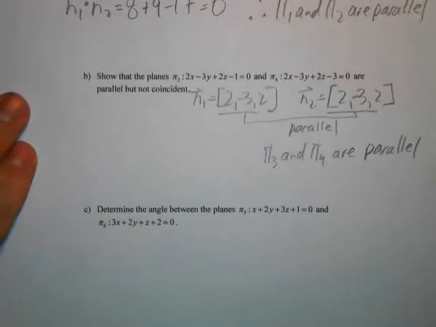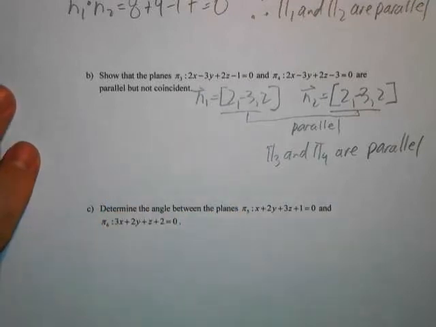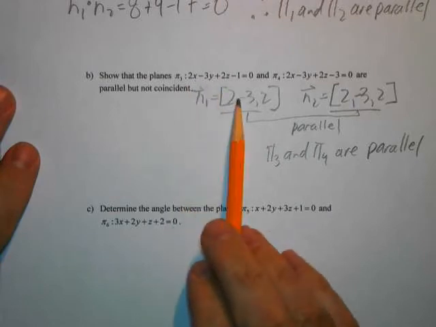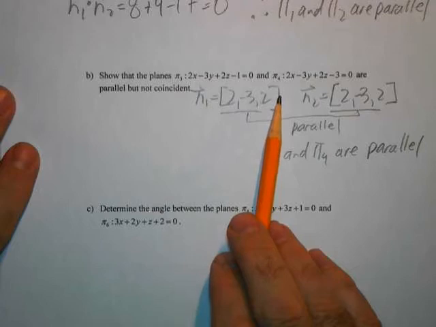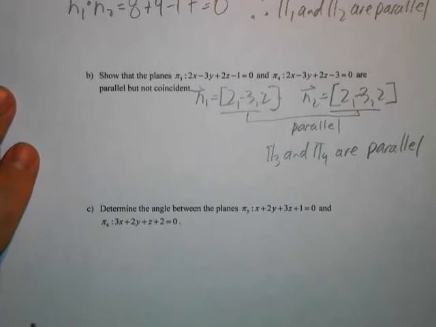Okay, now we still have to show that they're not coincident. And we do that, well, this one's pretty nicely laid out for us because you can see the A, B, C values are the same. Now, if their D values were the same, then they would be exactly the same plane. If the D values are different, then they would be unique. Parallel but unique. Distinct, I think, is the proper terminology.